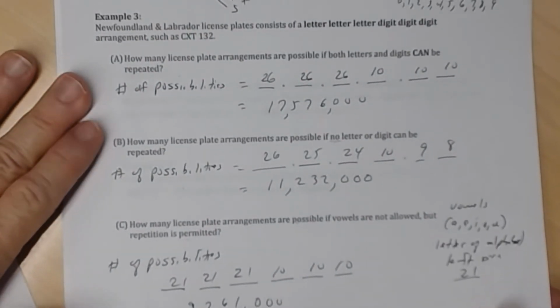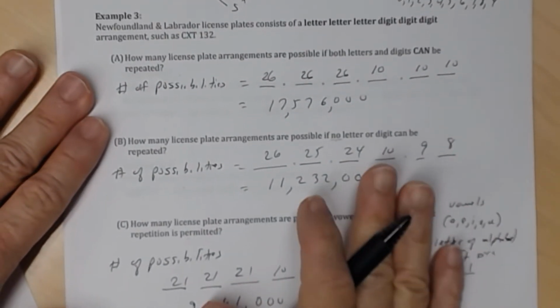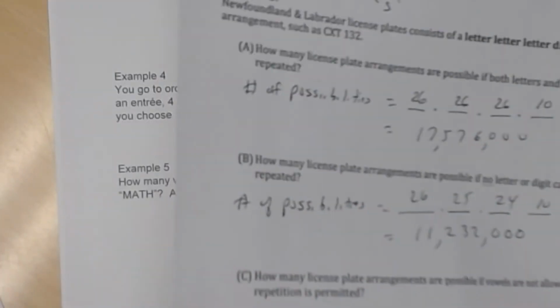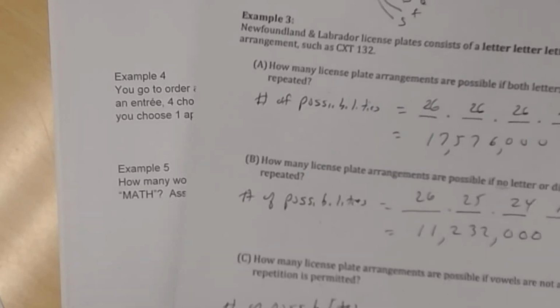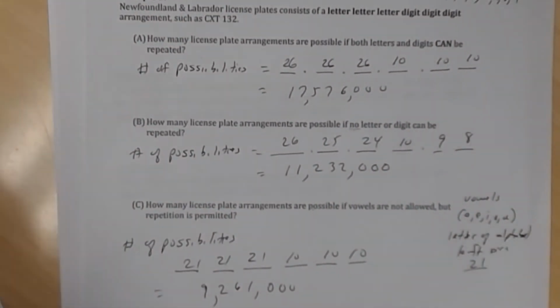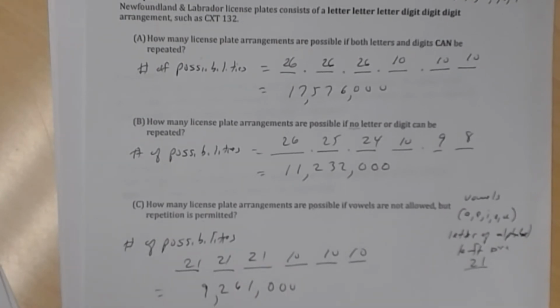Okay? All right, so that was example 3. It's a pretty clean example, easy to understand in terms of the fundamental counting principle, right? Okay. So let's look at this next example. All right, next example.